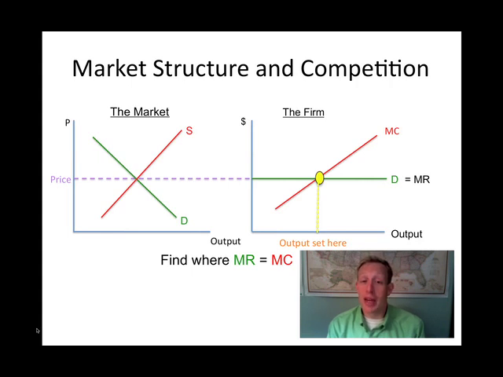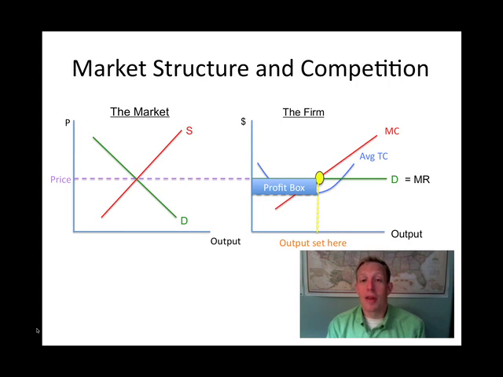Now, whether they're making profits or not depends upon the location of the average total cost curve. If average total cost is below the price, then the firm is making a profit, as shown here in the profit box. But if the average total cost is above price, then the firm is incurring losses, shown here in a loss box.